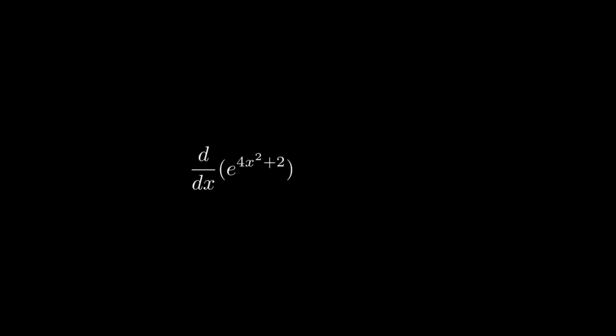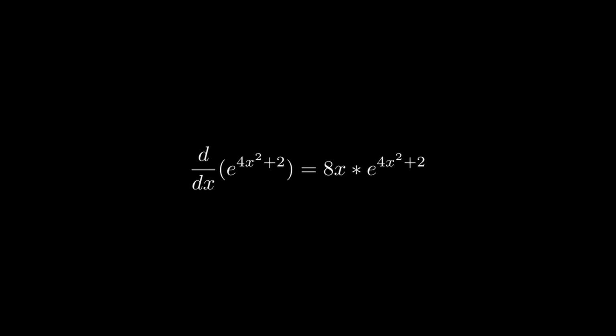Now let's say we have e to the power of 4x squared plus 2. If you want to, you can pause the video and solve it for yourself. Well, the answer would be 8x times e to the power of 4x squared plus 2. Yeah, I think if I'm ever going to make merch, I'm going to put Euler's number on it.